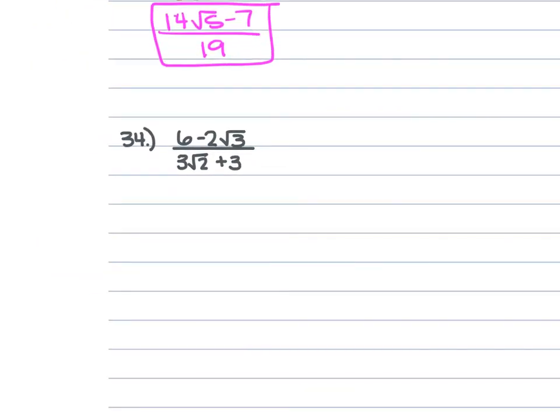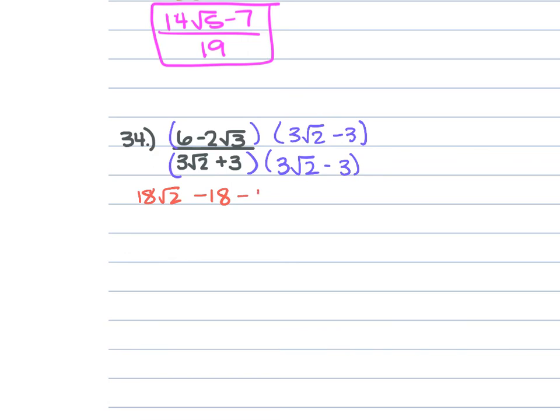For 34, the conjugate of our denominator is 3 square root 2 minus 3. So we're going to multiply the top and bottom by 3 square root 2 minus 3. Foil these out. 6 times 3 square root 2 is 18 square root 2. 6 times negative 3 is negative 18. The negative 2 square root 3 times 3 square root 2 is negative 6 square root 6. The negative 2 square root 3 times negative 3 is negative 6 square root 3.